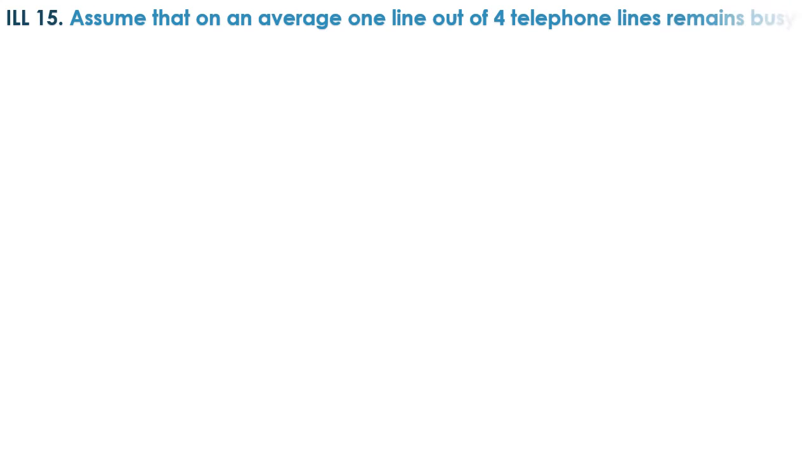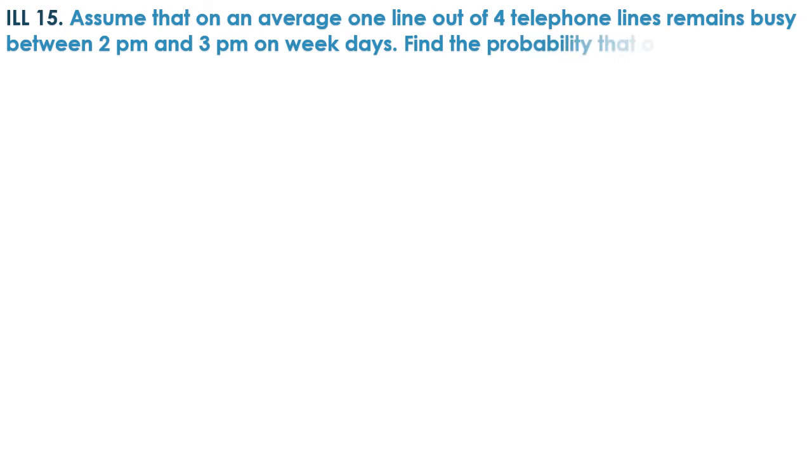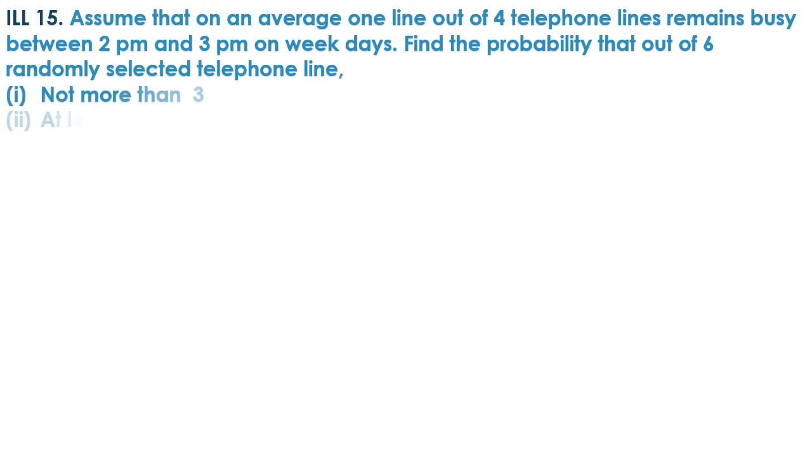Moving on to the last illustration, which is also the longest one. Assume that on an average, one line out of 4 telephone lines remain busy between 2 p.m. and 3 p.m. on weekdays. We have to find the probability that out of 6 randomly selected telephone lines, number 1, not more than 3, and number 2, at least 3 of them will be busy.